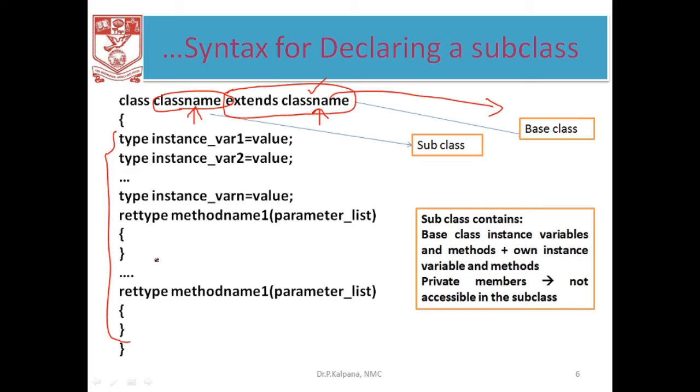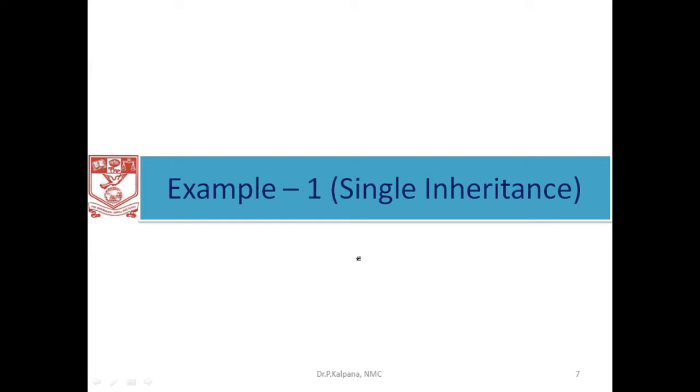And this is the syntax, and we have to give the instance variable like this: type, instance variable 1, equal to value. Similarly, we can have n number of instance variables. And this is the syntax for defining a method: return type, method name 1, parameter list, opening curly brace, closing curly brace. Inside that we can have the statements. That's all about the syntax. Next, we are going to see an example for single inheritance.